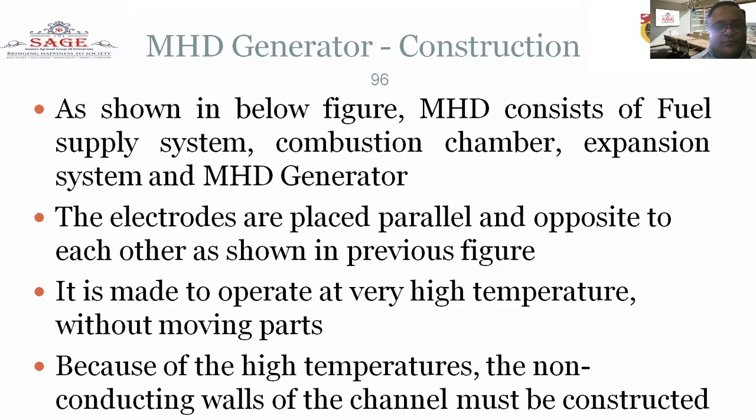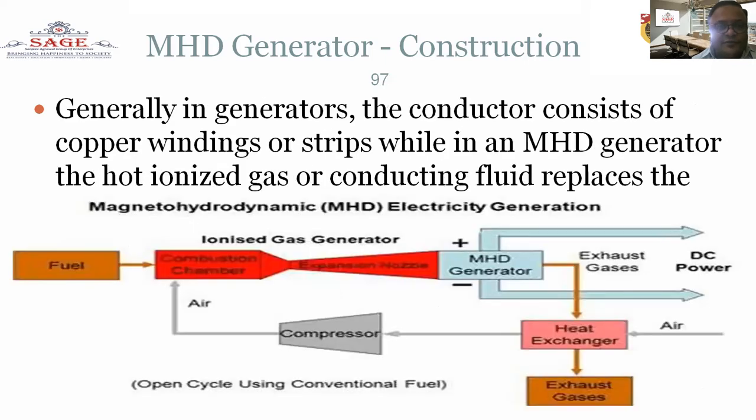What is the construction of the MHD generator? That is shown in the figure on the previous slide. It consists of the fuel supply system, which is the combustion chamber, the expansion system, and the MHD generator. The electrodes are placed parallel and opposite to each other. It is made to operate at a very high temperature without moving parts. Because of the high temperature, the non-conducting walls of the channel must be constructed accordingly.